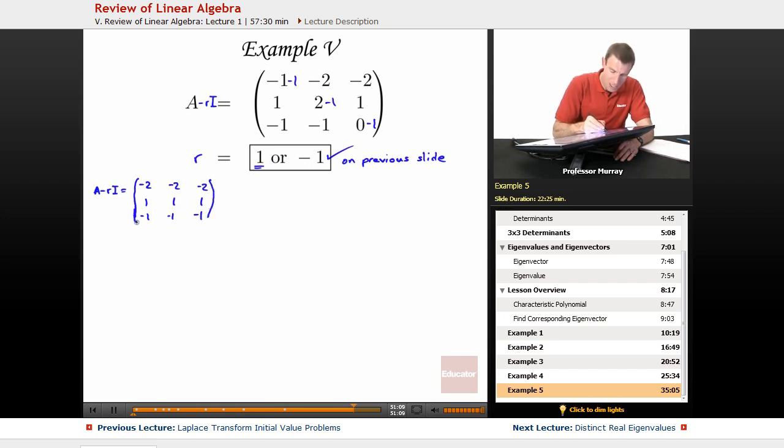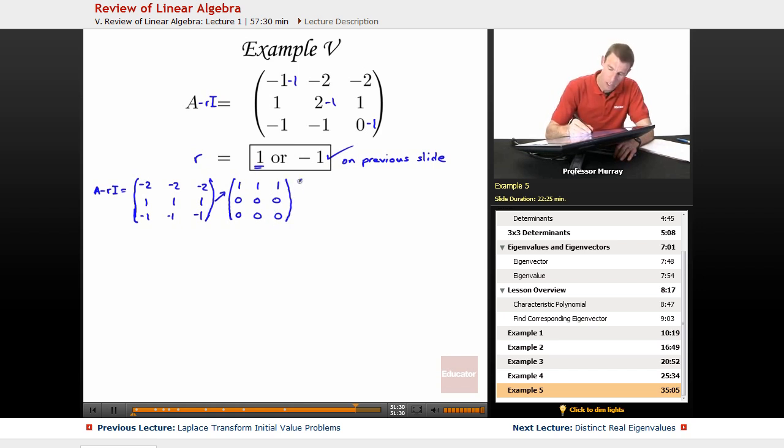And what I see is basically 3 copies of the same row. They're all multiples of 1, 1, 1. So if I pull that 1, 1, 1 up to the top, I can get 1, 1, 1 in the top row, and then I can use multiples of that row to kill all the other rows. Send all the other rows to 0.